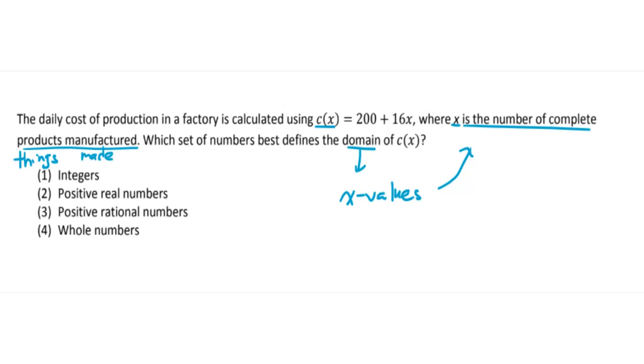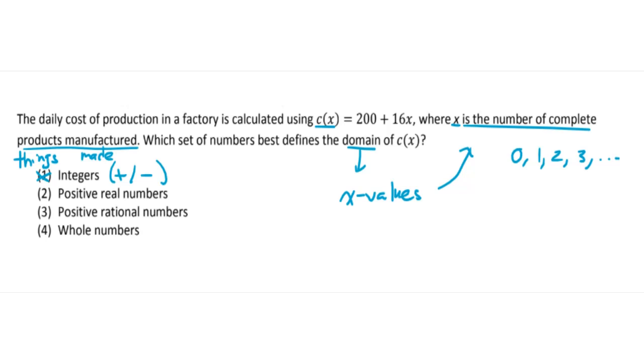So we're looking for like 0, I can make 1 thing, I can make 2 things, I can make 3 things, and so on. What kinds of numbers describe that pattern? So integers. Remember, integers are positive and negative. So we cannot have negative things being made. Positive real numbers, positive rational numbers, and we have whole numbers. So let's start with whole numbers we know, right? We're talking about these kinds of numbers.